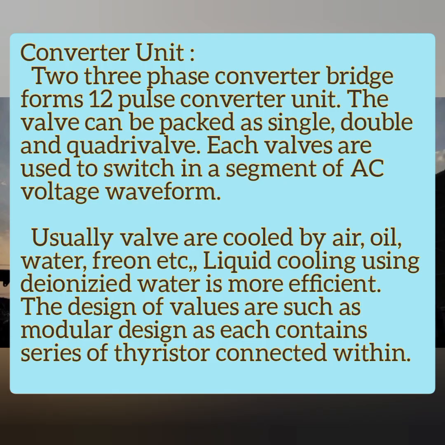So coming to the main equipment, the converter unit. Here we use two three-phase converter bridges, which form a 12 pulse converter, which means two sets of converters per pole per phase will be connected. In this way we use two 6 pulse converters as a 12 pulse converter. Then the valve can be packed as a single, double or quadri valve. In the upcoming diagram you can see that each valve is used to switch a segment of the AC voltage waveform. Usually valves are cooled by air, oil or water. Nowadays we mostly use liquid cooling using deionized or demineralized water.